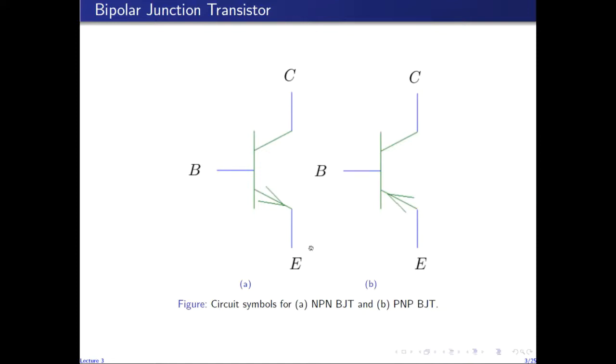So I will focus on the use of NPN BJTs for the design and construction of amplifiers. PNP amplifiers can be readily obtained from the NPN amplifiers by reversing the polarities of the voltages and the directions of the branch currents.